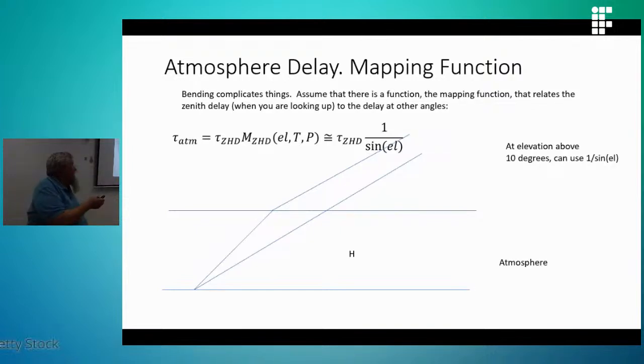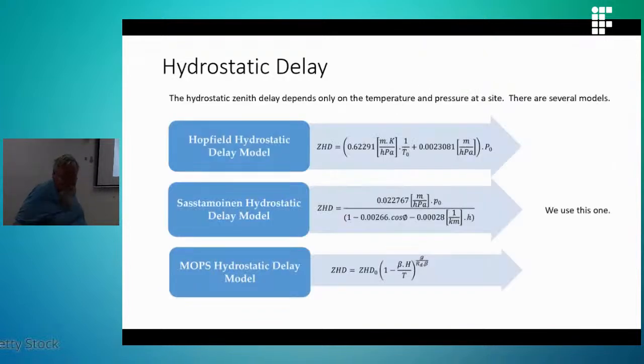And the mapping function depends on the elevation. It also depends on the temperature and the pressure of the atmosphere. Ultimately, it depends on the index of refraction. And there are lots and lots of different kinds of mapping functions that people have used. And here is just a chart that shows, let me go back.